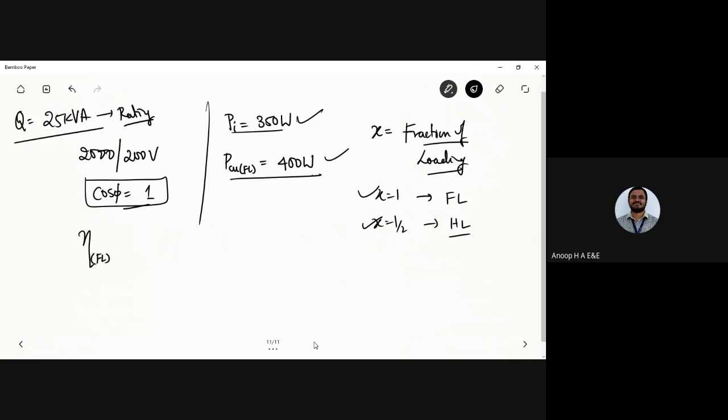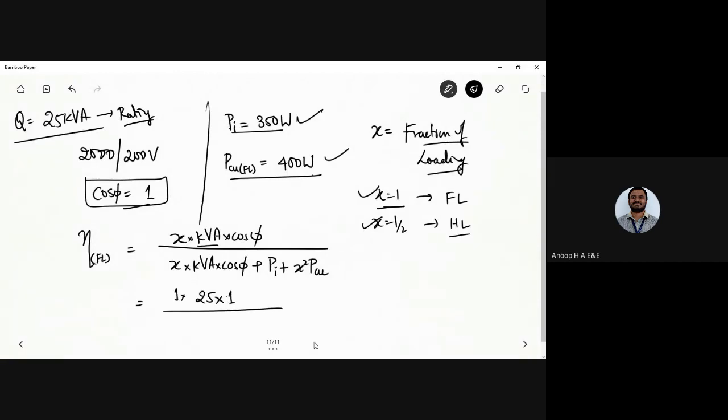You will be having the efficiency at full load. I'll write it as efficiency at full load equals X into kVA into cos phi, divided by X into kVA into cos phi plus PI plus X squared into PCU. What is X here? The value of X is equal to 1. So it is 25, which is the rating of the transformer, into 1.